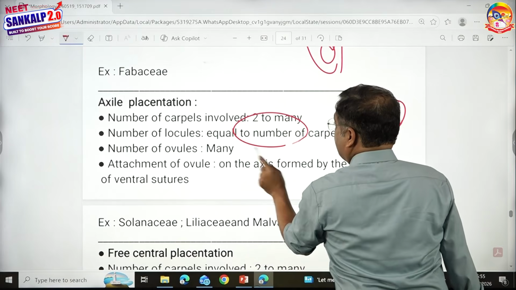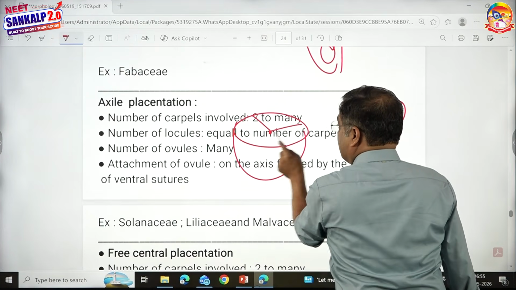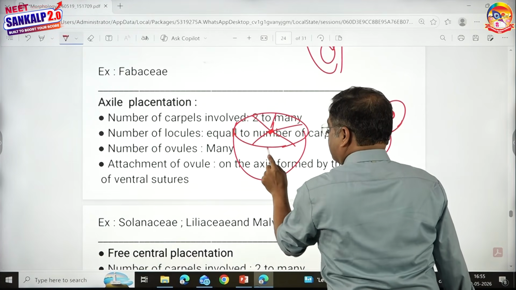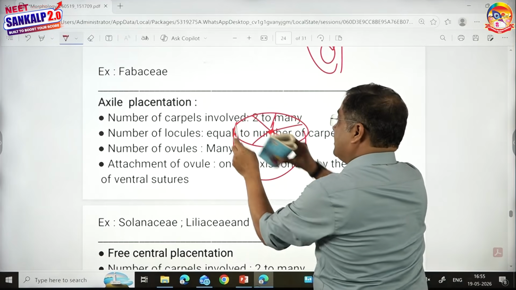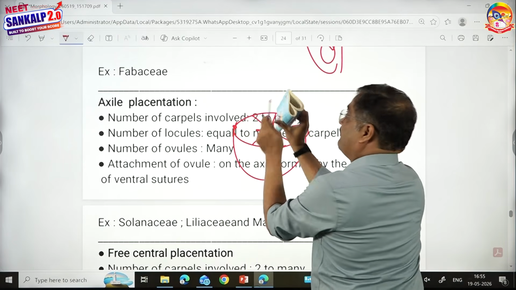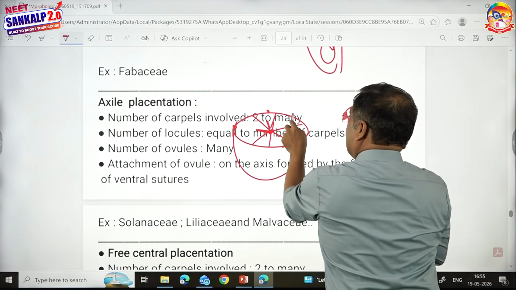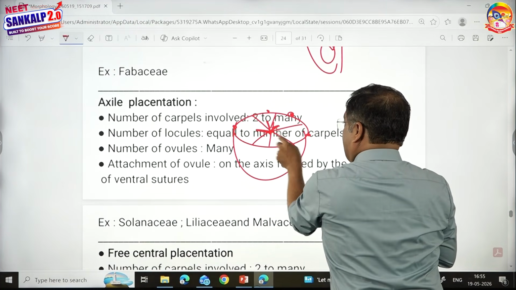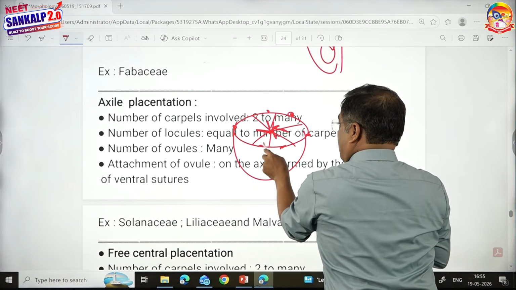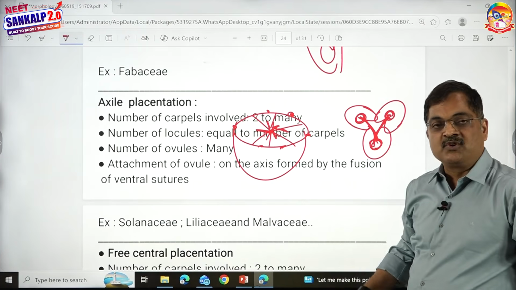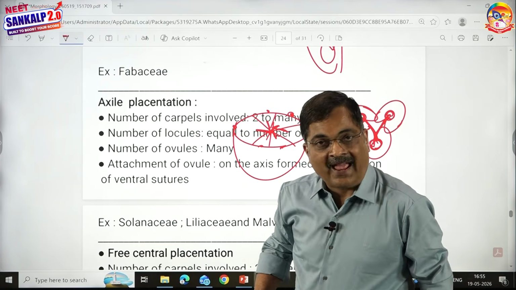Have you seen lemon? Yes. In lemon, don't you see like this? Yes. So this is one carpel, dorsal and ventral suture. One more carpel, dorsal and ventral suture. Dorsal, ventral, dorsal, ventral, dorsal, ventral. All the ventral sutures united to form an axis.